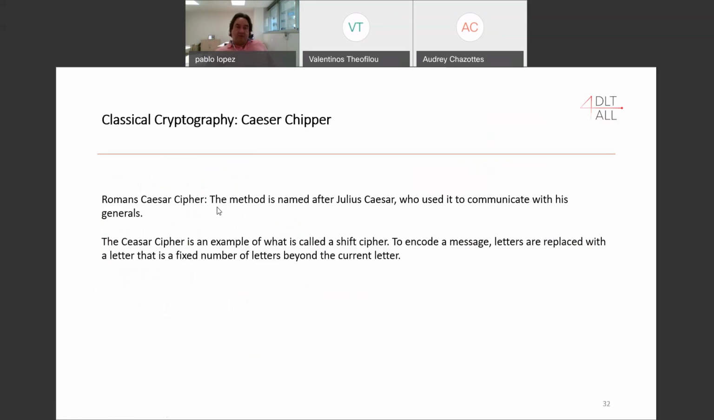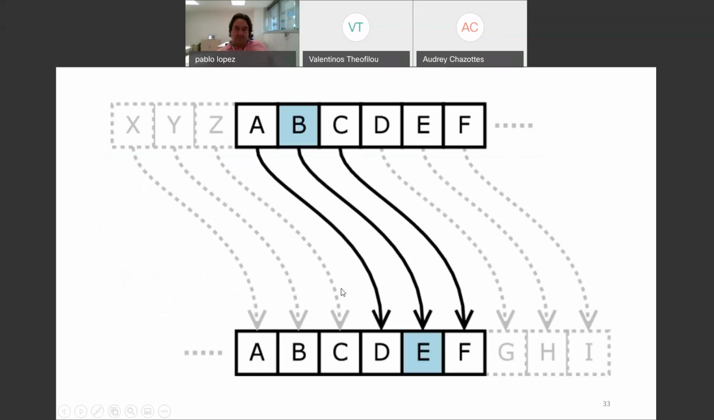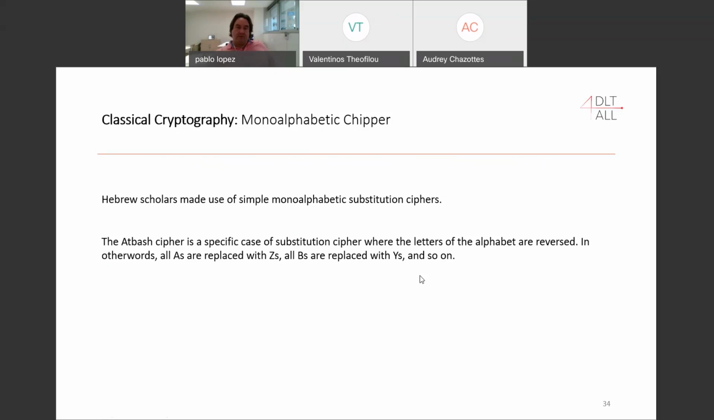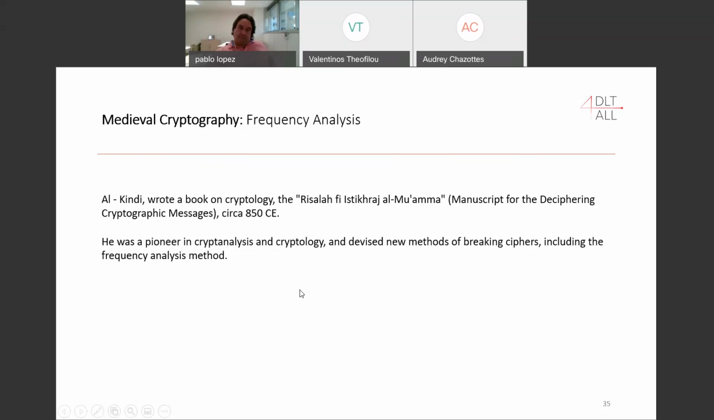Let's take a look at the Roman Caesar cipher. The method is named after Julius Caesar, who used it to communicate with his generals. Okay, we mentioned it at the beginning. Let's see how it works. A means D, B means E, C means F. Okay. Let's go ahead with other ones. Hebrew scholars used mono-alphabetic substitution ciphers, like the Atbash cipher. It is a specific case of substitution cipher where the letters of the alphabet are reversed, in other words, all As are replaced with Zs, all Bs are replaced with Ys, and so on.